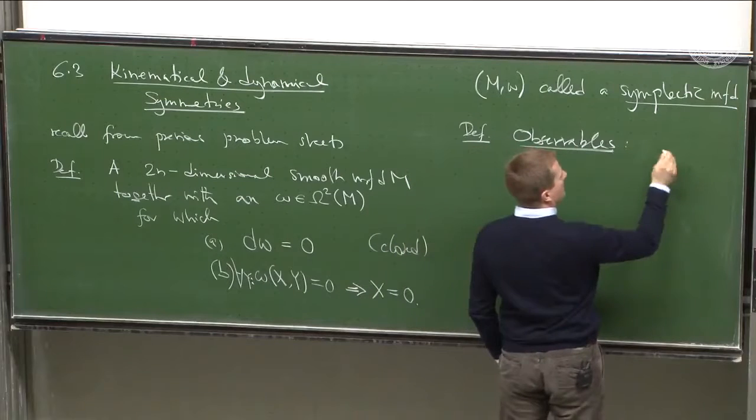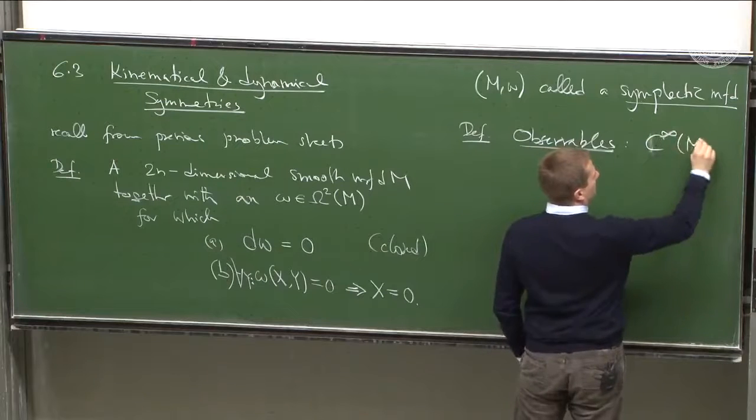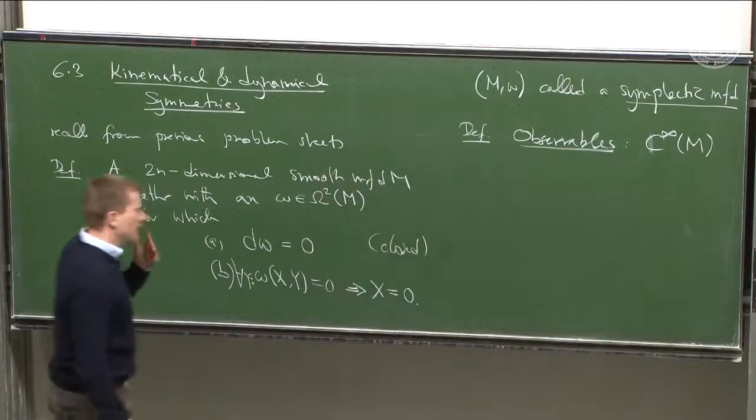And on a symplectic manifold, we have observables, and those are simply the smooth functions. Observables are the smooth functions on this 2n dimensional symplectic manifold.